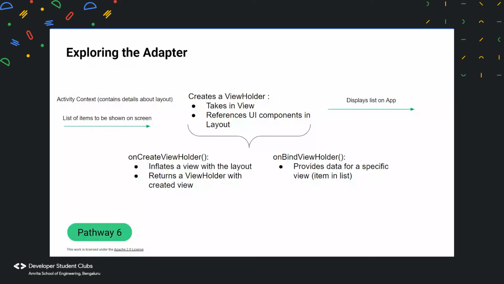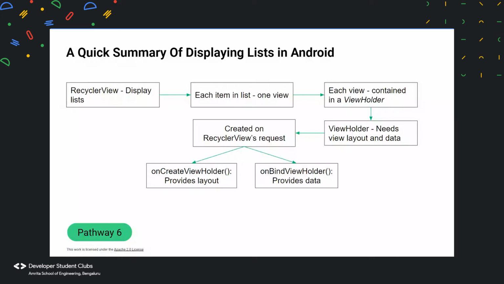Here's a quick summary again of displaying lists in Android. You have recycler view, which displays lists. Each item in the list is one view. Each view is contained in a view holder, and the view holder needs the view layout and the data. And this is created on the recycler view's request. This comes with two methods: onCreateViewHolder and onBindViewHolder. onCreateViewHolder provides the layout, onBindViewHolder provides the data.